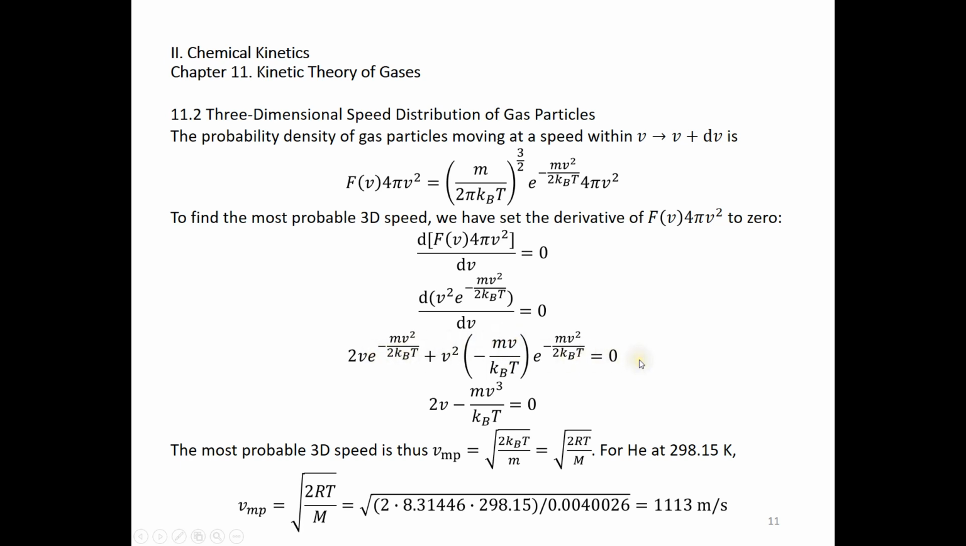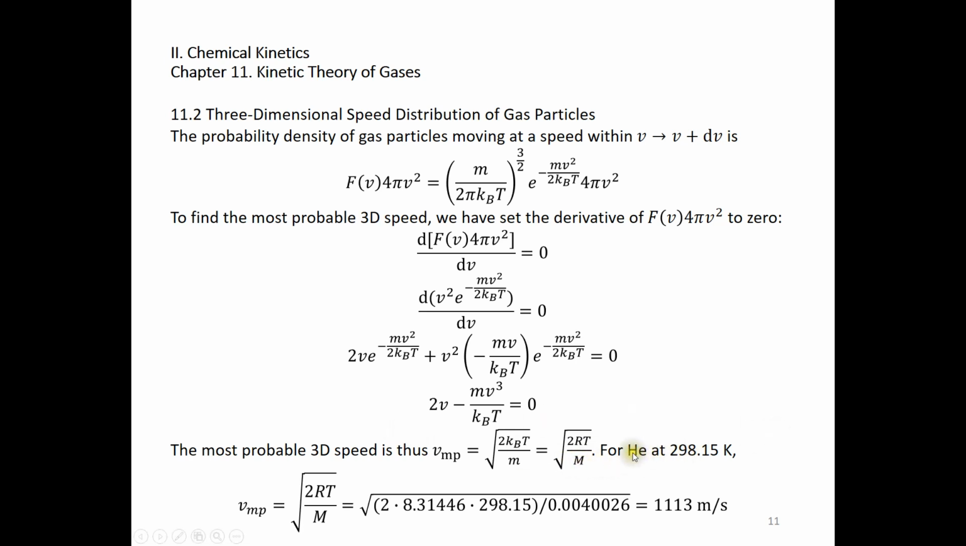How do we solve this equation? First, the Gaussian function and Gaussian function, well, we can make them disappear. Just divide both sides of the equation by the Gaussian function, right? And then we have 2v minus m v cubed over kBT. Solve this, we get the most probable three-dimensional speed. Alright, it's the square root of 2 kBT over m, or the square root of 2RT over uppercase M. M is the molar mass in kilogram per mole.